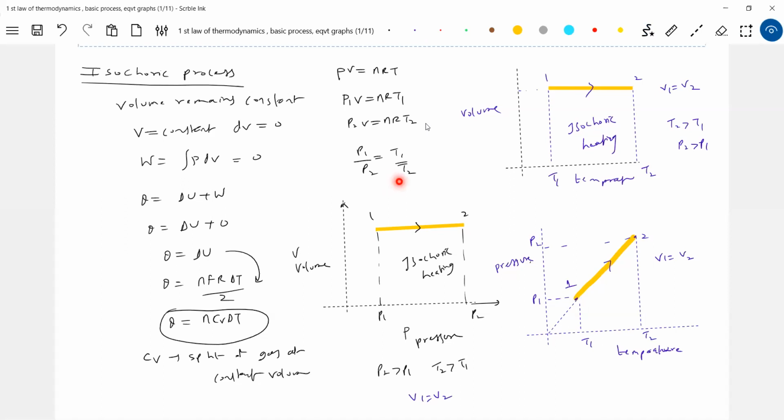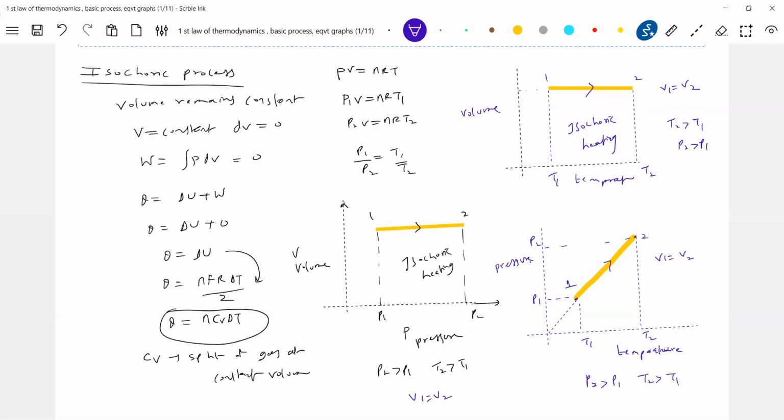Sir, how can you say volume is constant? In the PT graph, P equals nR by V times T. In a PT graph, if a straight line passes through the origin, it should be an isochoric process. In a VT graph, if a straight line passes through the origin, it should be isobaric. Very important, you will get plenty of numericals. So we are very sure: P2 is greater than P1, T2 is greater than T1, and the slope P1 by T1 is equal to P2 by T2. Okay, this is about the basic graph.